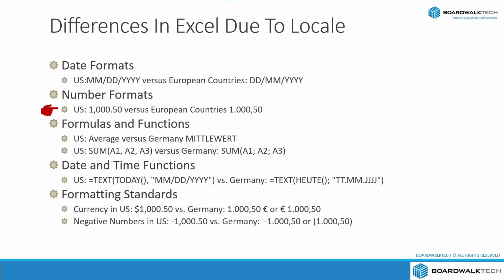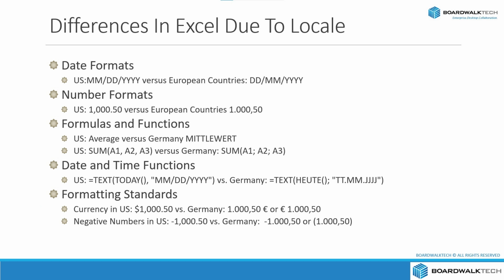2. Variations in decimal and thousand separators can cause confusion and errors in numerical data. 3. The names and syntax of functions can differ between locales, causing compatibility issues when sharing spreadsheets internationally. 4. Differences in how dates and times are interpreted and calculated can lead to discrepancies in results. 5. Local conventions for data presentation, such as the use of different currency symbols or parentheses for negative numbers, can vary.